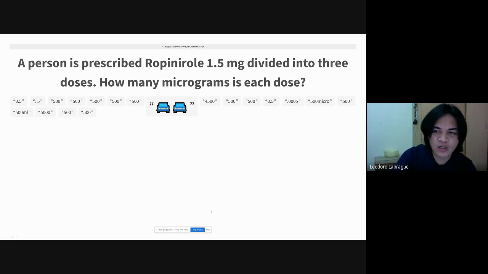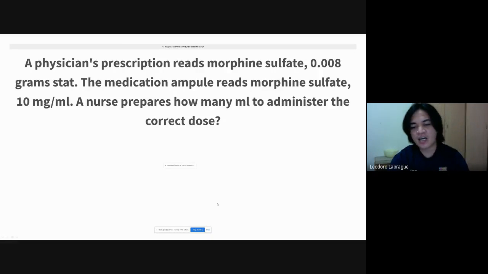Okay, anyway, last question. Before I dismiss you, this is the last question for you. And this is the most difficult. Okay, a physician's prescription reads morphine sulfate, 0.008 grams stat. The medication ampoule reads morphine sulfate, 10 milligram per ml. A nurse prepares how many ml to administer the correct dose? So what is the correct answer? This is our last problem for today before I dismiss you. I hope you can get the correct answer.